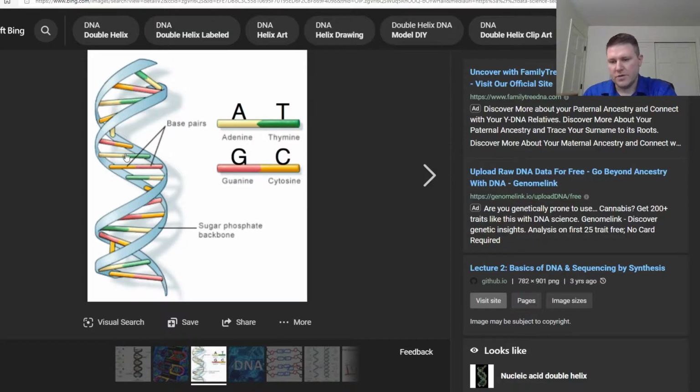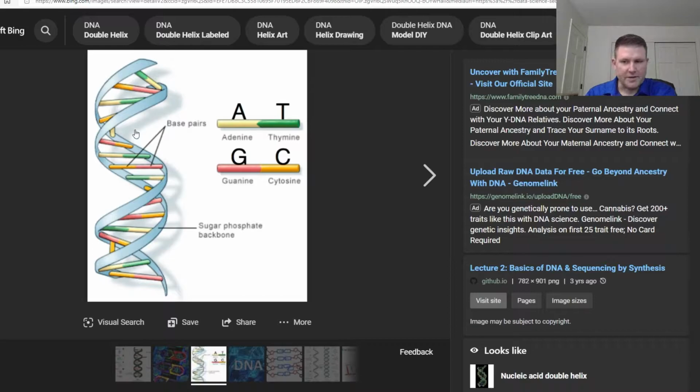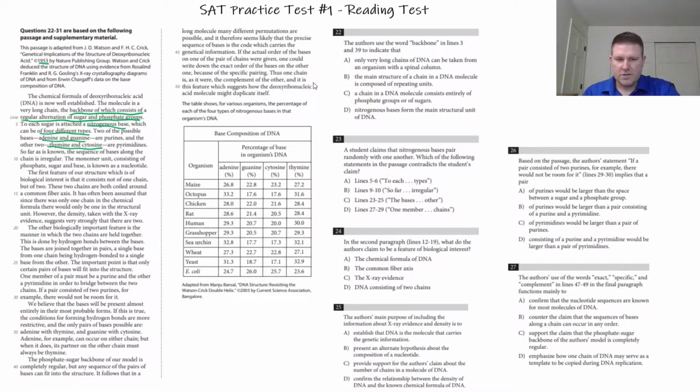Okay, so those are the nitrogenous bases in the middle, but the basic backbone that they'll consistently refer to is always made of the sugar phosphate alternations that you're seeing here. Okay, it's going to be kind of important to know. So having this image in your head before reading this passage is really, really helpful. But yeah, you can get by. So yeah, that's the basic structure of it.